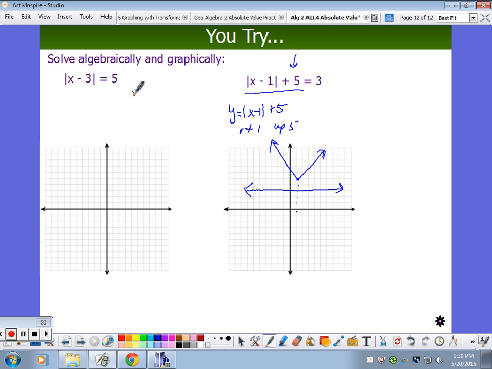Try this one. Yes, sir? Would the negative absolute value of x be upside down? Yes, if you put a negative in front, it inverts it. Yep, you get a reflection.